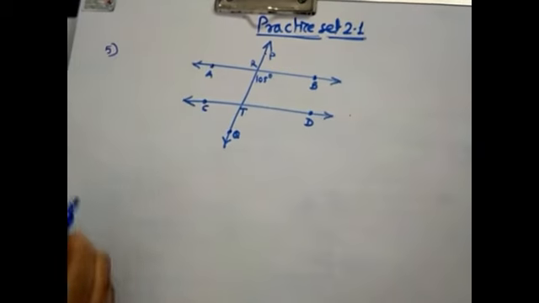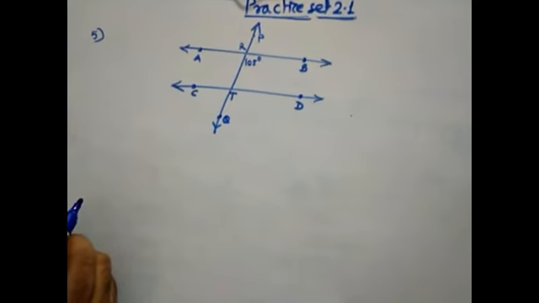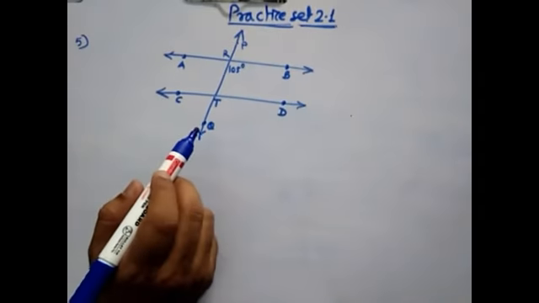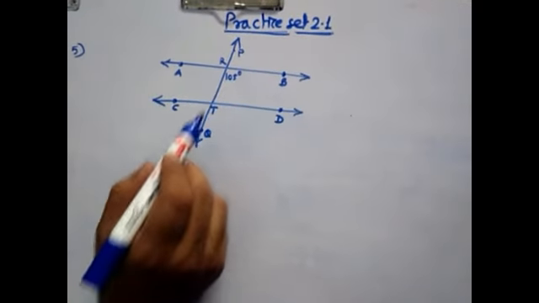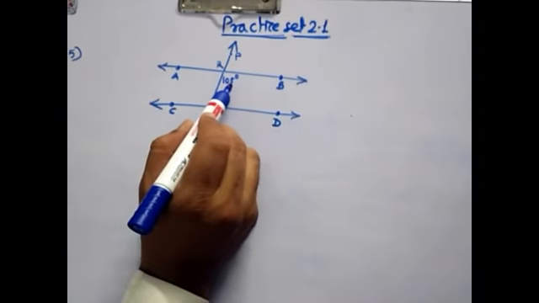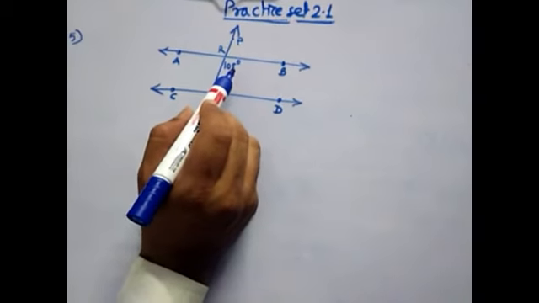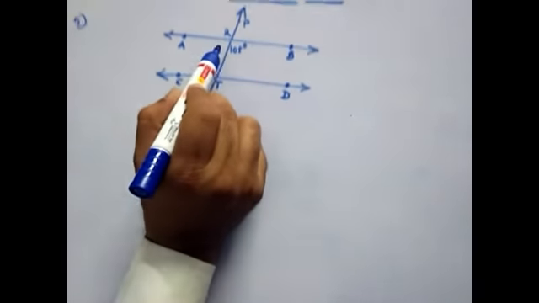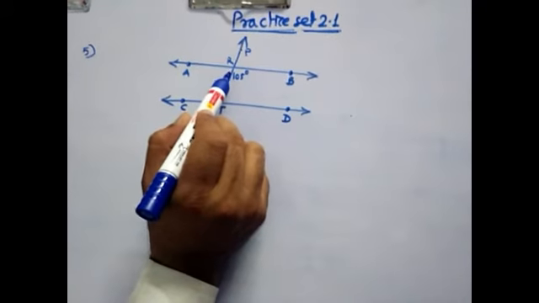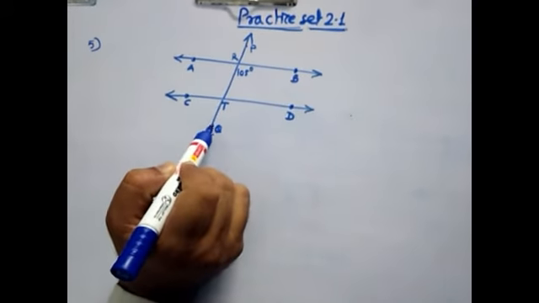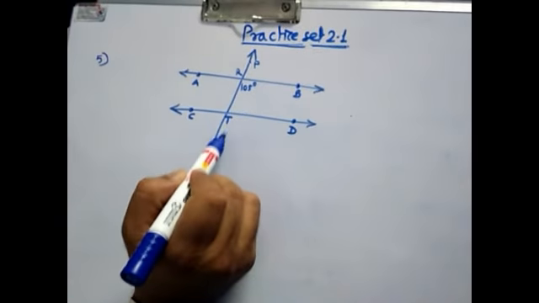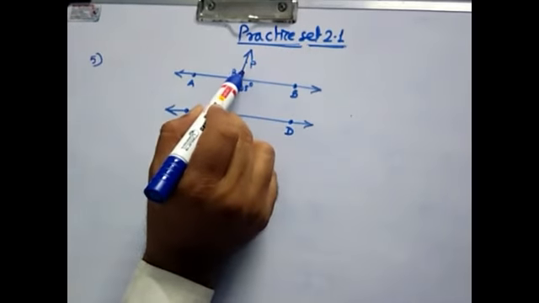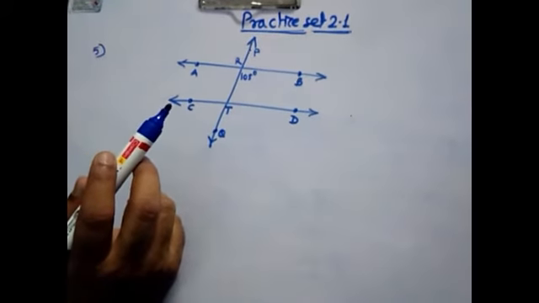The question that will be given to us: line AB parallel to line CD, and line PQ is a transversal, and the measure of one angle is given. One angle is given here, 105 degrees. Hence find out the measure of angle ART, then CTQ, then DTQ, then PRB. So one by one we will find these.